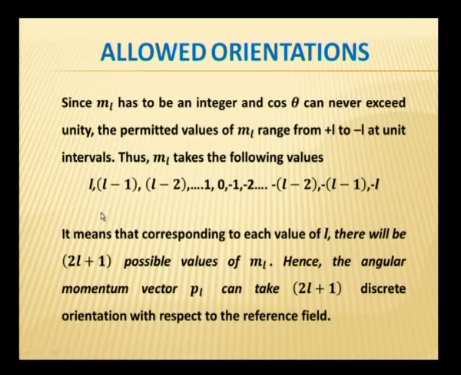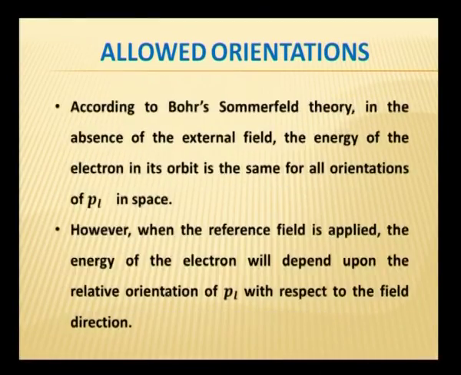Therefore, ML will take values starting from plus L to minus L, including 0, and this L is another quantum number. I told you in the beginning, apart from n in the vector atom model, L will be the quantum number called the orbital quantum number. According to Bohr-Sommerfeld theory, in the absence of an external field, the energy of the electron in the orbits is the same for all orientations of PL in space. However, with reference to an applied field, the energy of the electron will depend upon the relative orientation of PL with respect to the field direction.